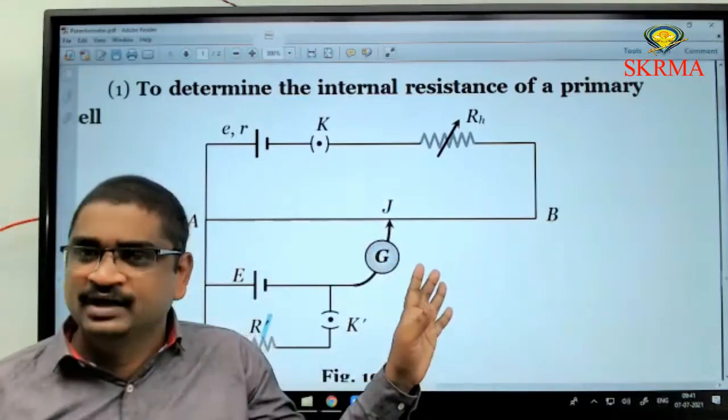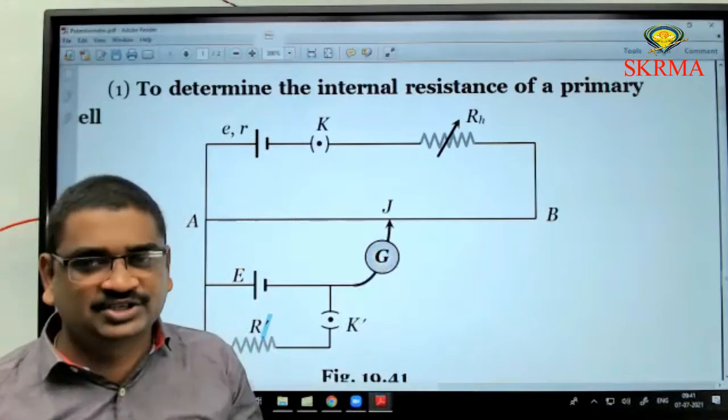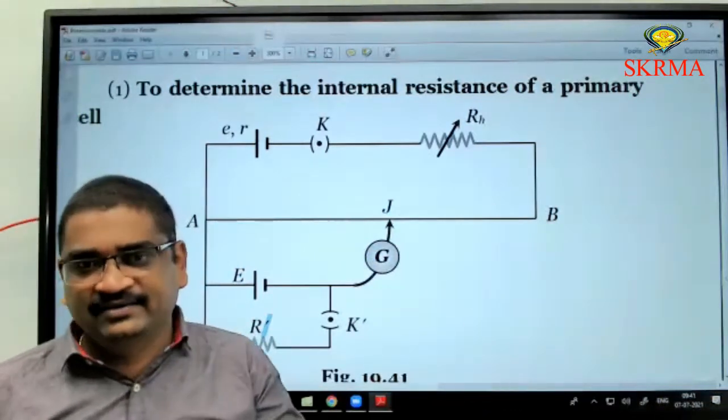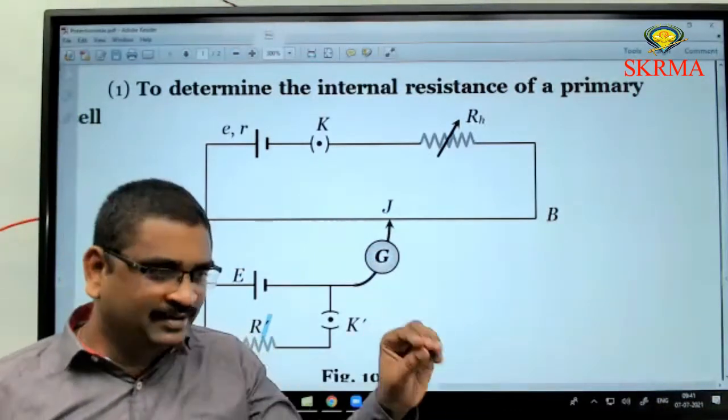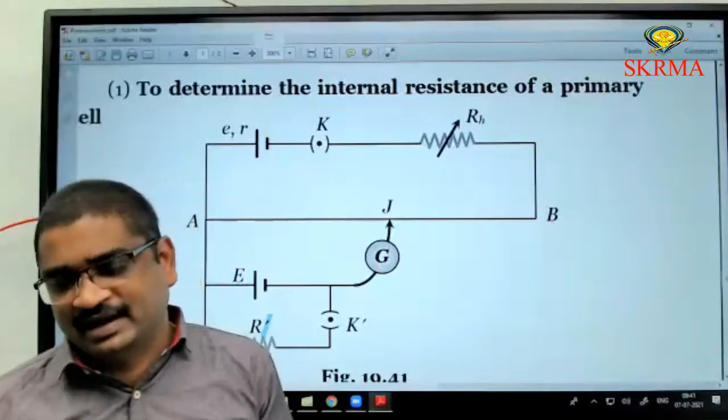There is no change. Everywhere it is 1 meter only. But a potentiometer is not like that. There are 3 meter wire potentiometers, and 5 meter wire potentiometers are also there.